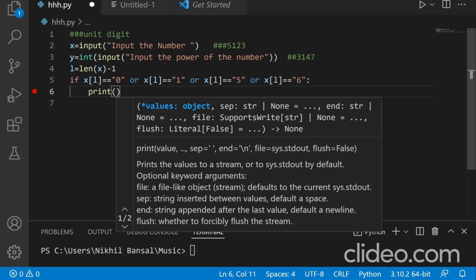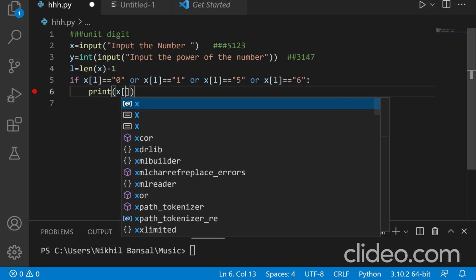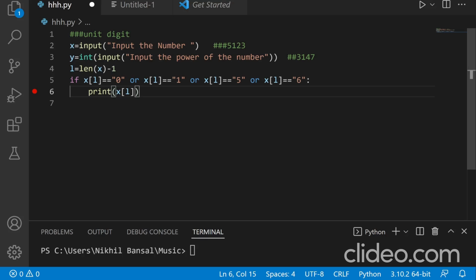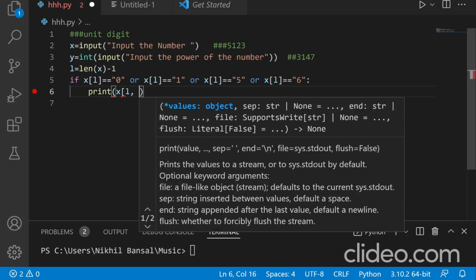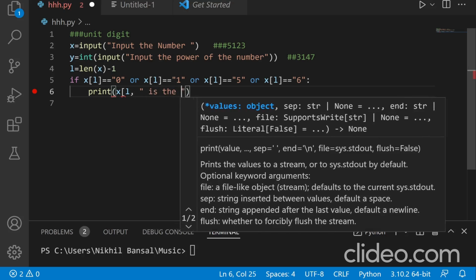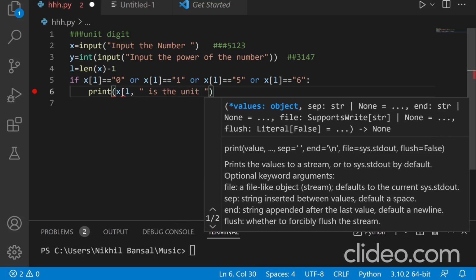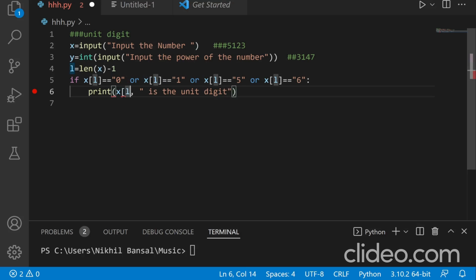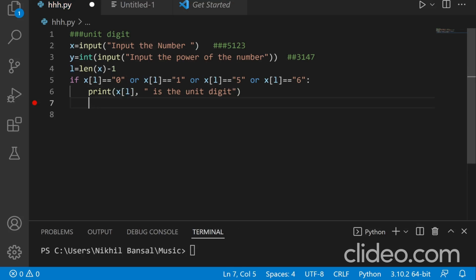So obviously you will be able to do all this once you know the theory part of it, else there will be problems, right? Excel is the unit digit. Correct, guys? So I have taken off this bracket, so I need to place this bracket. So that's it. Now what about the rest condition?